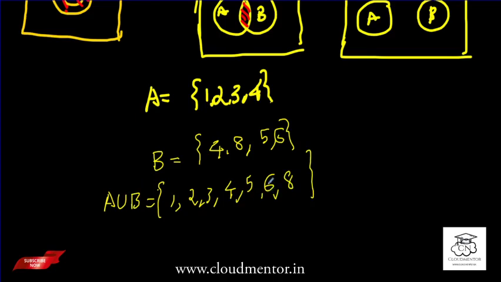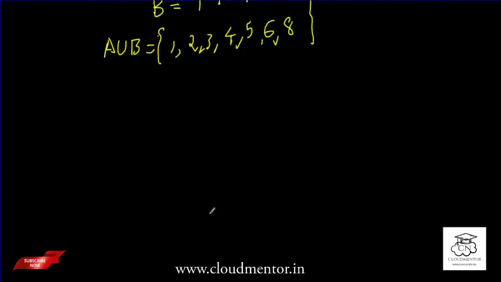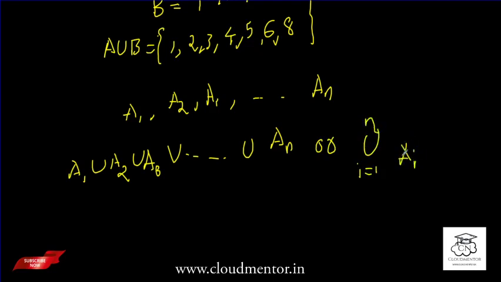Okay. And we can represent this union of sets in general form also. The union of a finite number of sets A1, A2, A3, etc. up to AN is represented by A1 union A2 union A3 union, etc. up to union AN. Or it can be simply represented by union from i equal to 1 to N of Ai.